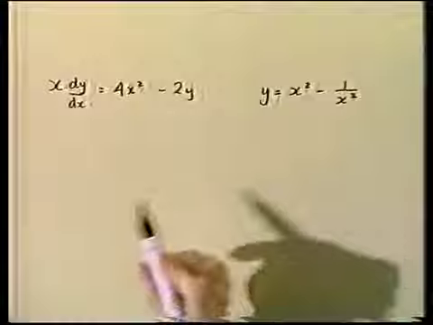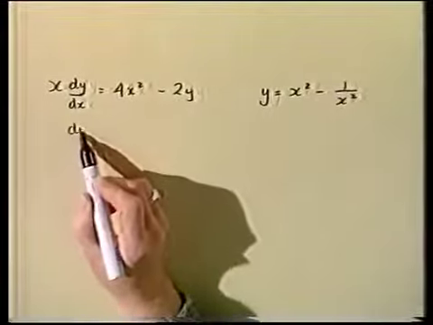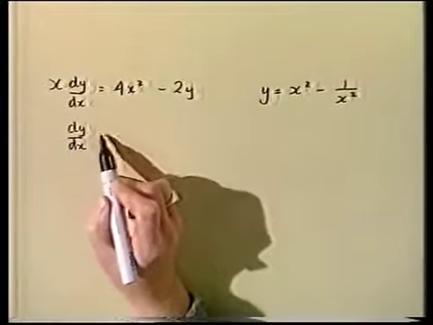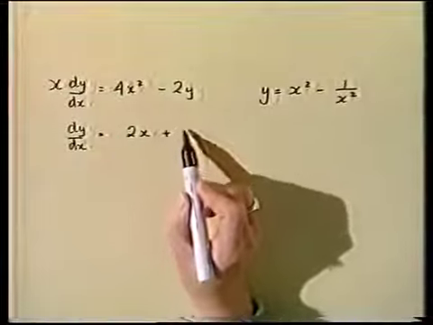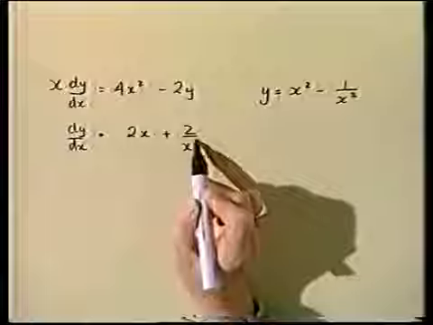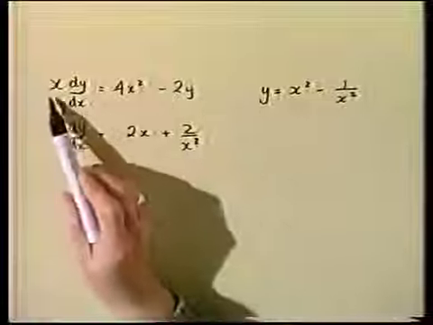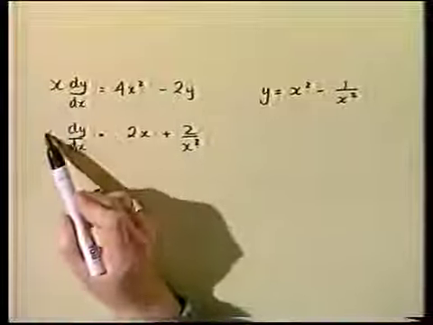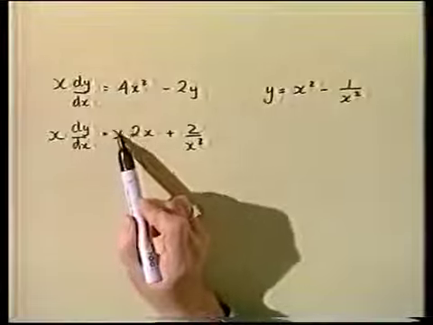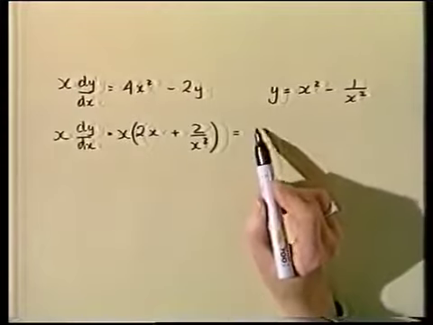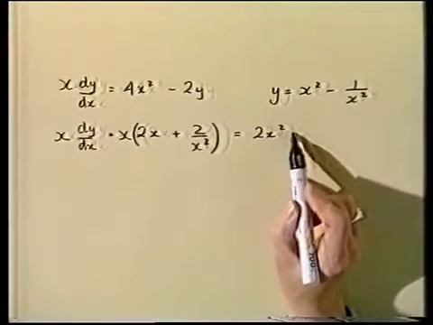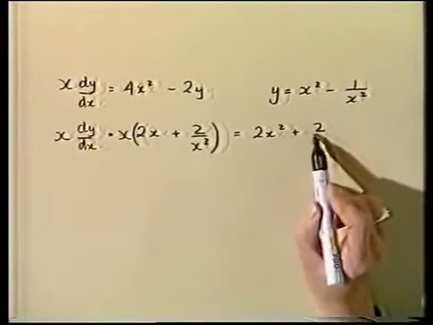So if I differentiate, I get dy/dx equals 2x plus 2 over x cubed. In the equation I've got x dy/dx, so if I multiply this by x, then I'm going to get 2x squared plus 2 over x squared.